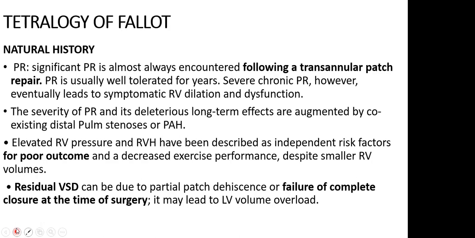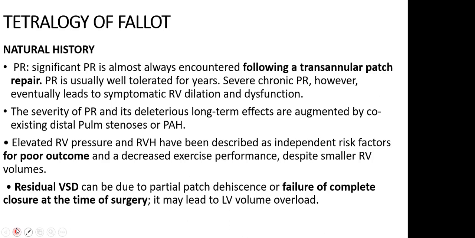So natural history. Basically, following a transannular patch repair, we have a significant amount of people coming down with pulmonary regurgitation. And most times when we have a severe pulmonary regurgitation, it eventually leads to symptomatic right ventricular dilatation and right ventricular dysfunction in these patients. So now we actually have poor outcomes. Poor outcomes are determined from elevated right ventricular pressure and also from right ventricular hypertrophy. So these are the poor outcomes in patients with tetralogy of Fallot.